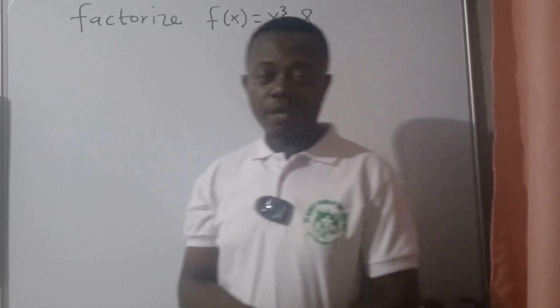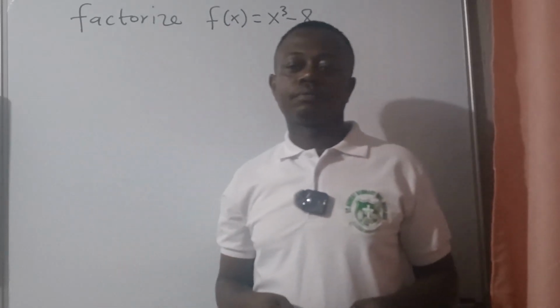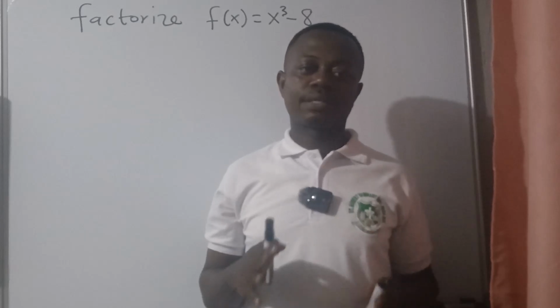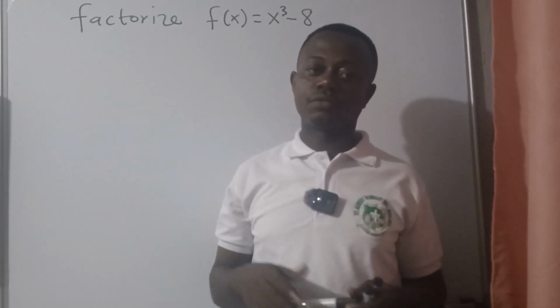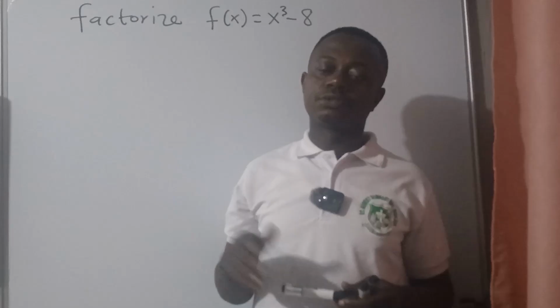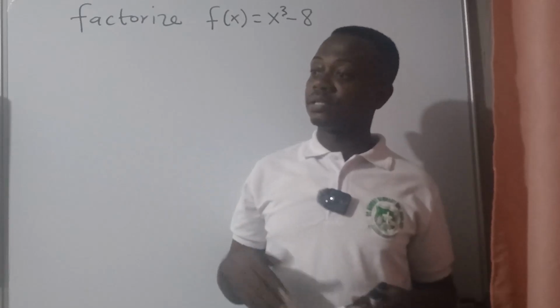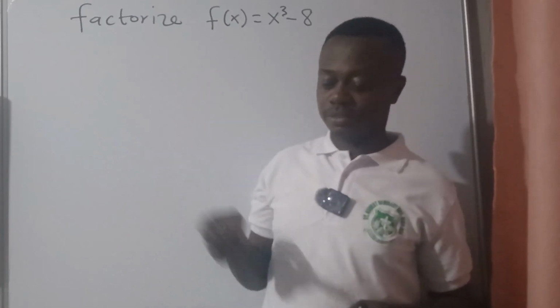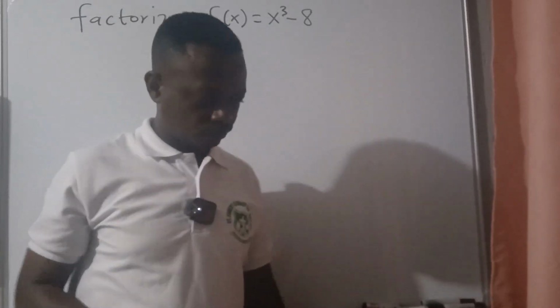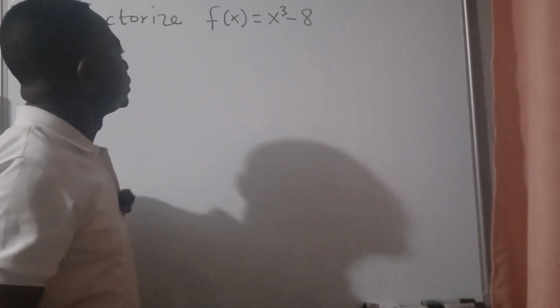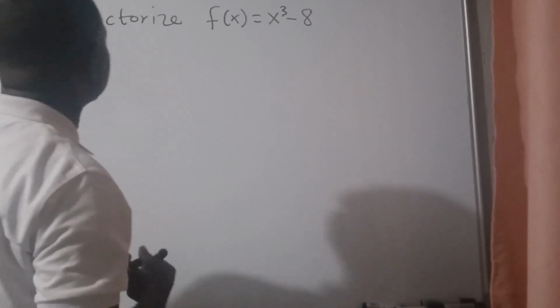Alright, so what we are going to do here is very simple. You'll just apply the factor theorem approach, okay, and look for the first factor. So from there, we can proceed with the other two factors. Okay, so let's look for the first factor.